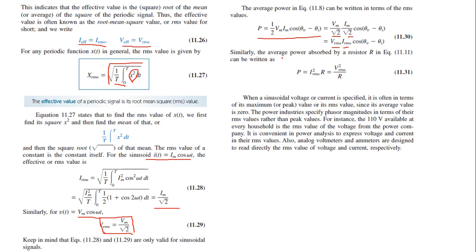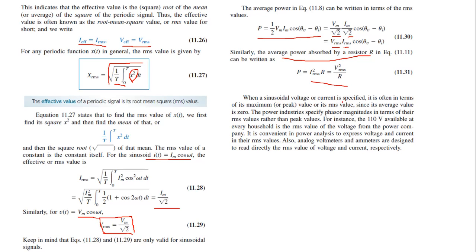Similarly, the average power absorbed by a resistor can be written as power equal to I square R or V square by R. Here I can be IRMS and V can be VRMS. That is what is given here.